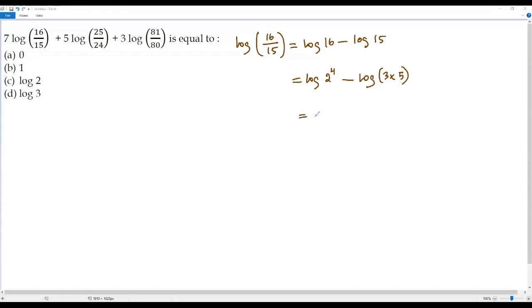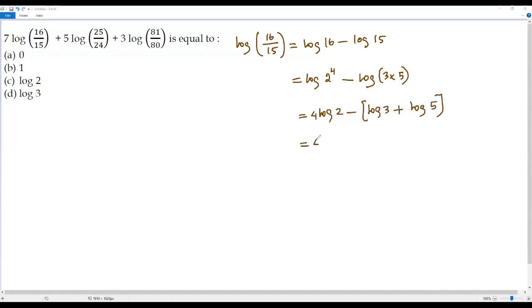Now this 4 can be moved in front of the logarithm using the power rule of logarithm. Whenever the argument is exponential, the exponent of the argument can be moved in front of the logarithm. So we get 4 times log 2 negative. And in the second logarithm, two numbers are multiplied, so we can use the product rule of logarithm. In the argument of a logarithm, if two numbers are multiplied, we can take the logarithm of each number separately and add them. So I get log 3 positive log 5.